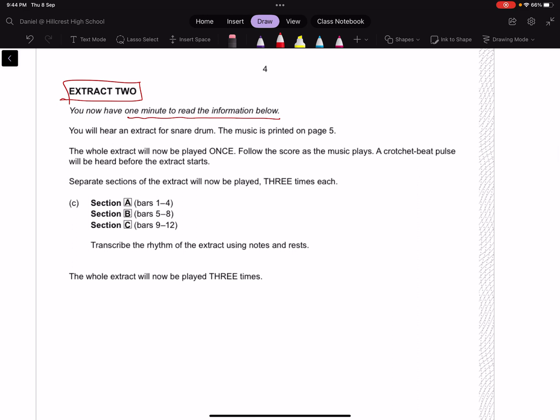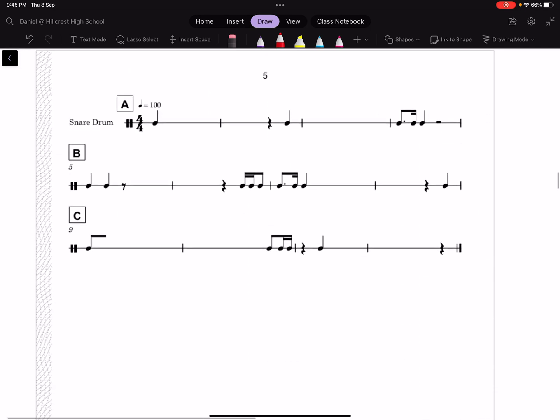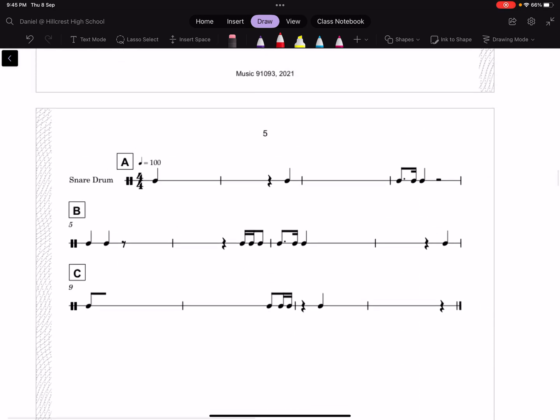Okay, this is for a snare drum. The instructions will be read to you once you read for 1 minute. But what you could do is look at the question for that 1 minute and decide in advance, that's 4 time. So we have 4 crotchets per bar. So there's your bar line. There's your bar line. Now you've got some interesting rhythms going on here.